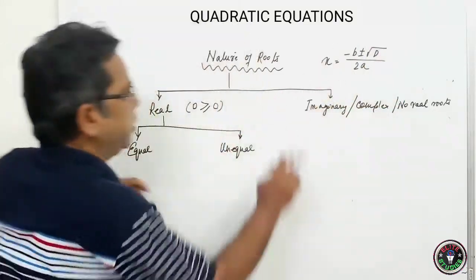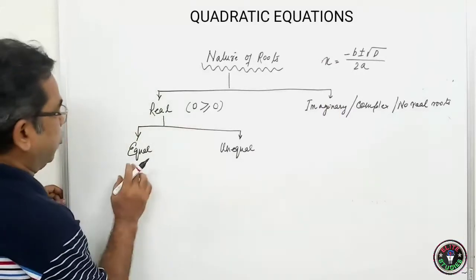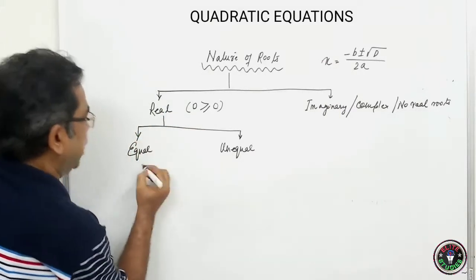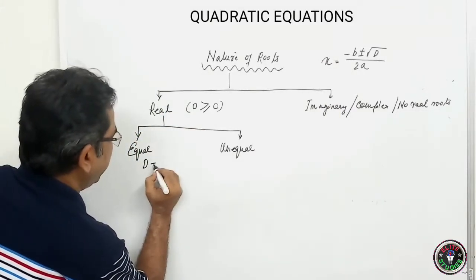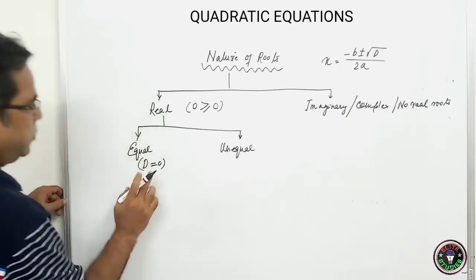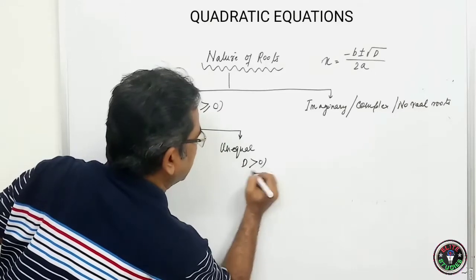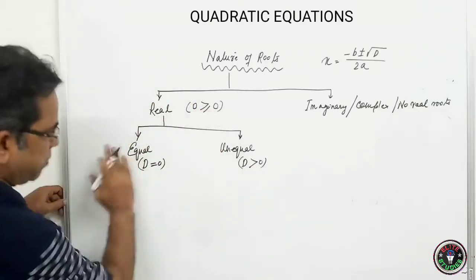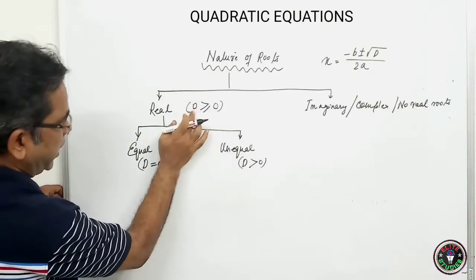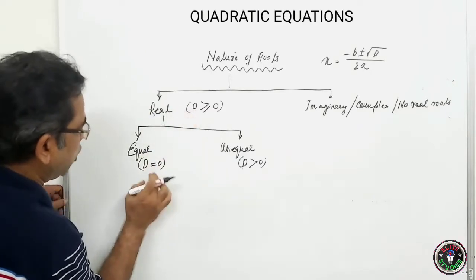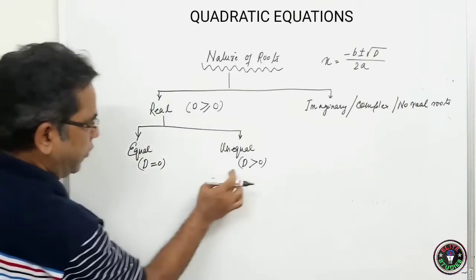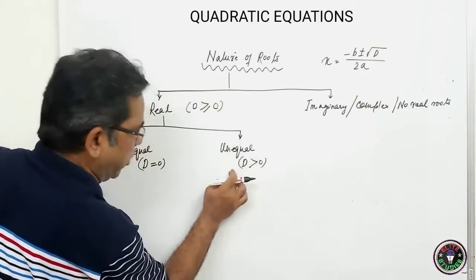The roots will be real. But what about equal? Equal means what? D must be equal to 0. And here D greater than 0. Okay, this has been split. Because if D is greater than or equal to 0, it will be real. But if D is equal to 0, it will be real and equal. If D is greater than 0, it will be real and unequal.